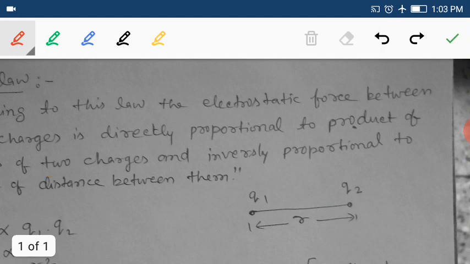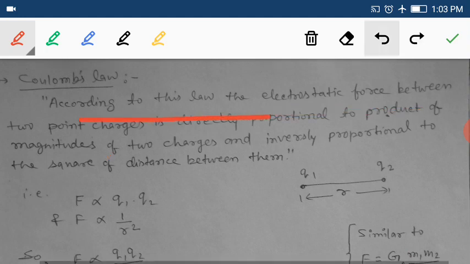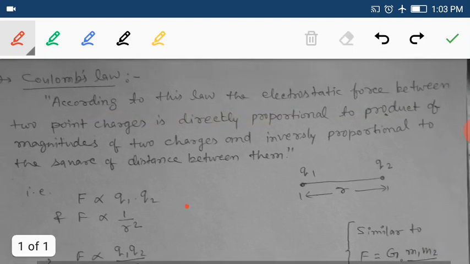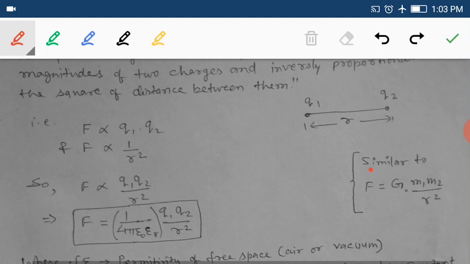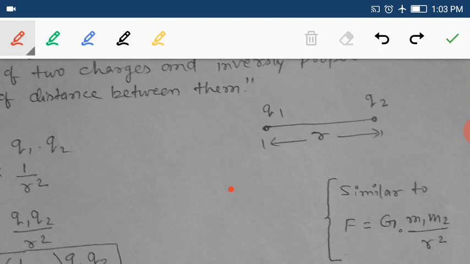The statement is given here that according to this law, the electrostatic force between two charges is directly proportional to the product of magnitudes of two charges and inversely proportional to the square of distance between them. Okay, now see this diagram, that there are two charges where charges are given as q1 and q2, correct? The distance between them is r. Okay, so now you come to the law.